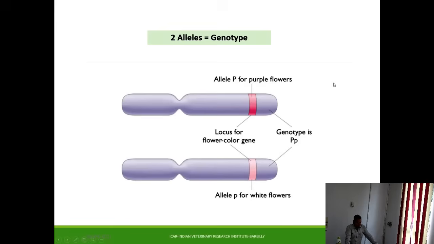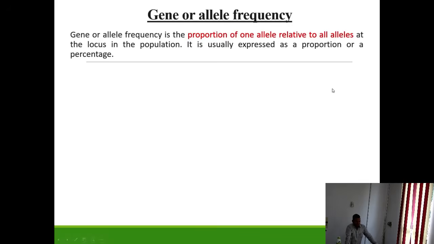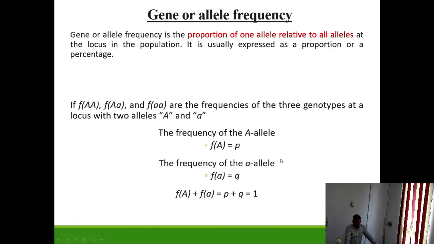Now, after knowing that, what is allele frequency? Gene or allele frequency is what we frequently use in animal genetics or population genetics. It is the proportion of one allele relative to all alleles. If you see here, there are 2 alleles at a particular locus. The frequency of capital A is considered as small p, and the frequency of small a is q. If you add them up, it goes to 1, because there were only 2 alleles.